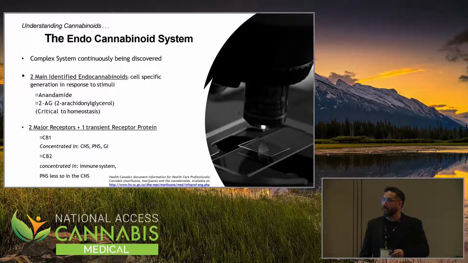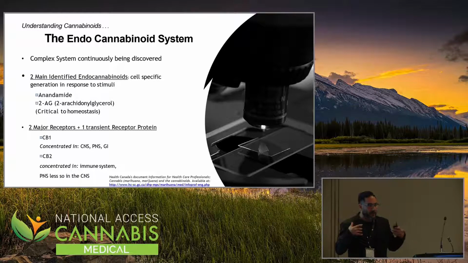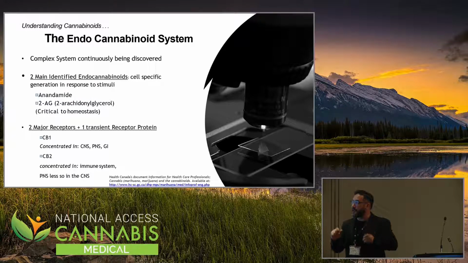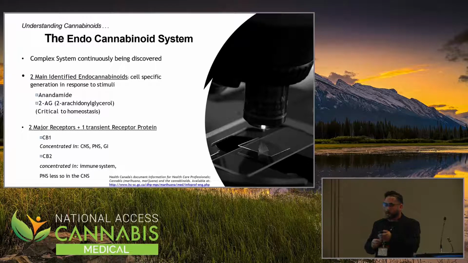The endocannabinoid system. This is literally the cannabis that exists inside of our body. We have not just the cannabinoids, but also the ligands, which are molecules, fatty molecules, of course.